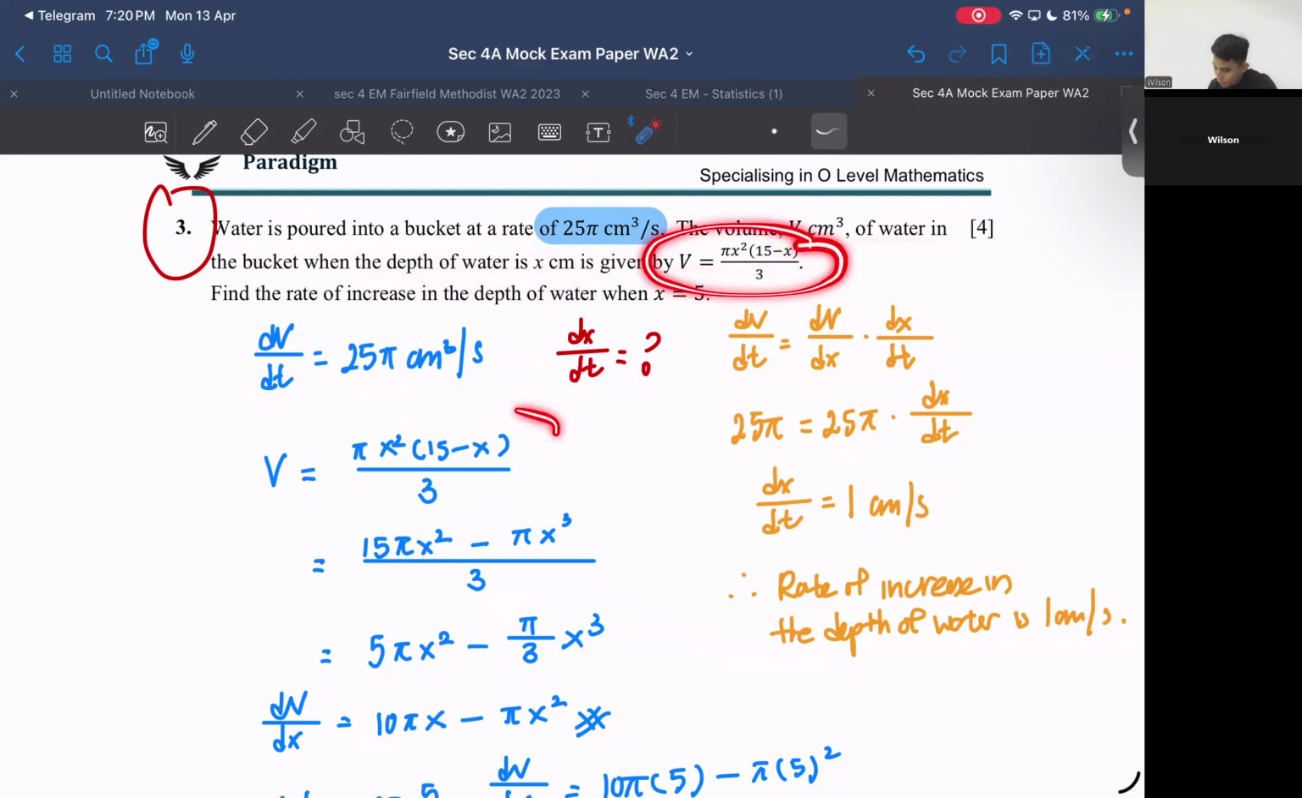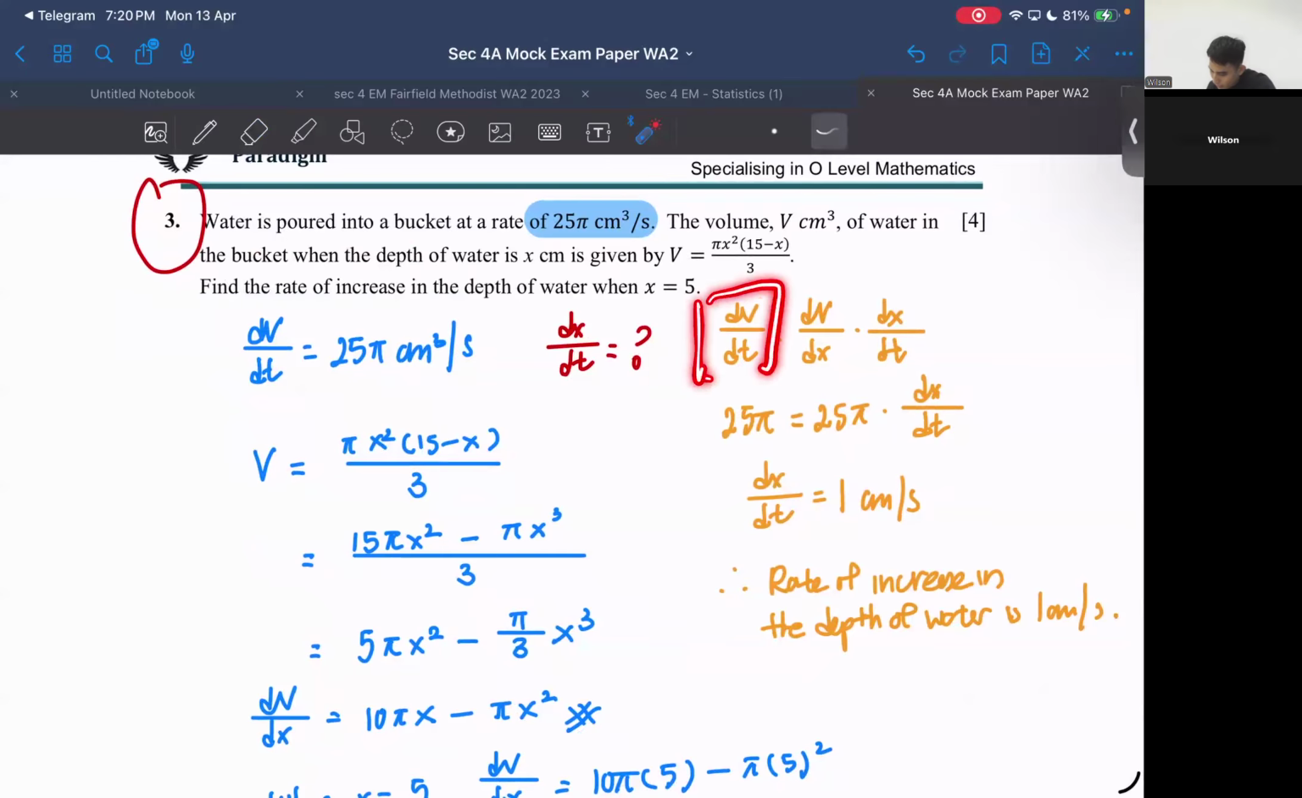So this is my expression for my volume. Find the rate of increase in the depth of water when x is equal to 5. Now, the question wants me to connect my dV over dt with my dx over dt. The way that we connect them is using our dV over dx. So this over here is a question mark. I do not know what this is. Now, I know what this value is. The next thing I have to find is my expression for dV over dx.